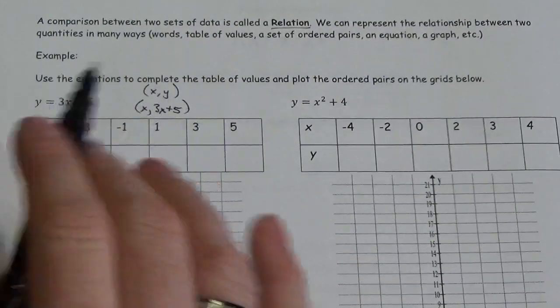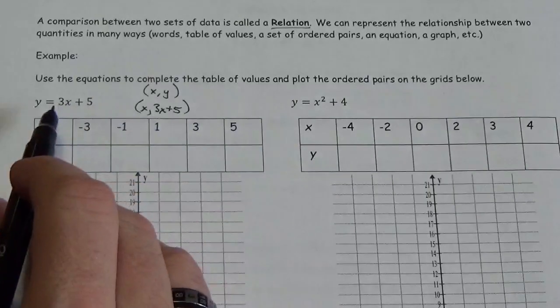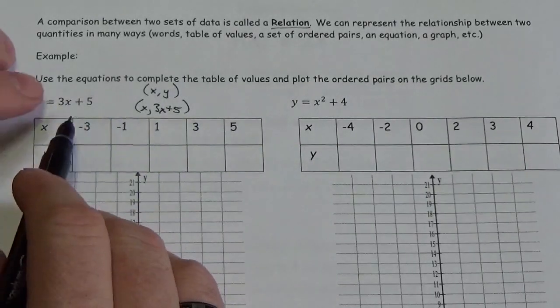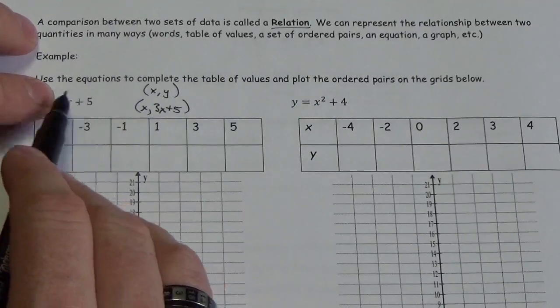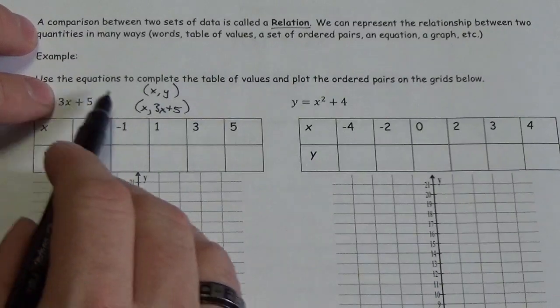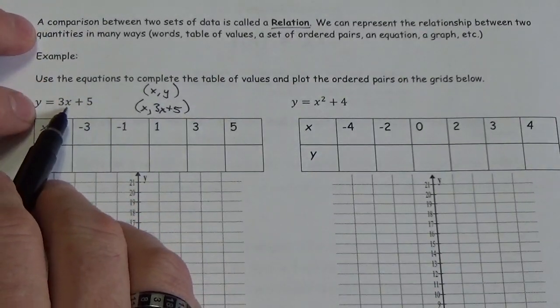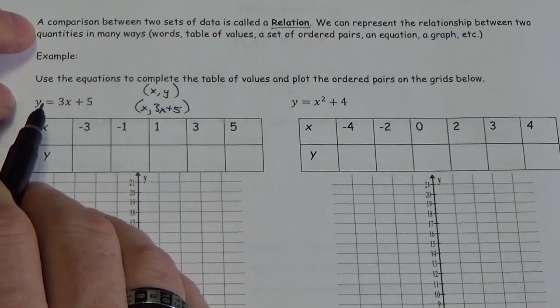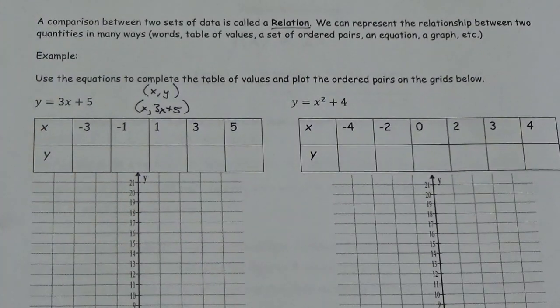Sometimes when I'm talking to students about this, it becomes very clear to me that as soon as they saw the 'x' in 3x, they got the impression that this was x. But this isn't x, this is x. That letter right there is x. This whole expression here is equal to y. There is a difference there.